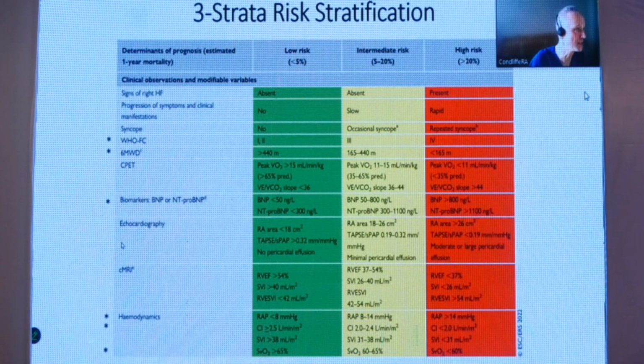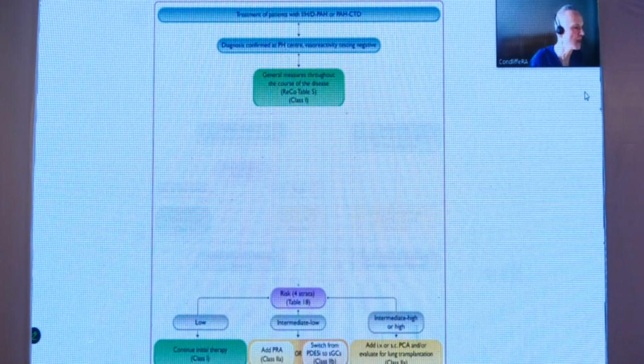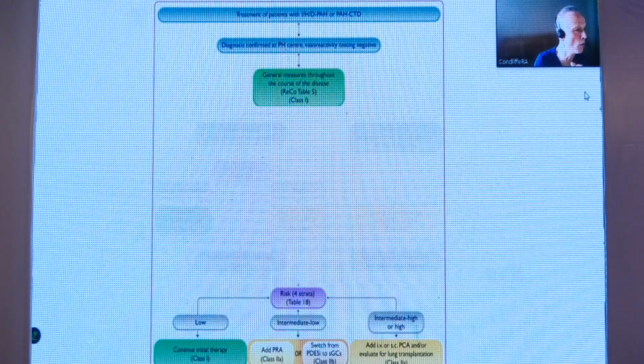So that's the baseline risk stratification. The next approach is at 3 or 4 months to reassess this patient and assess what's happened after that initial treatment. If the patient improves significantly down to low risk, they can continue with their initial therapy. If they worsen to high or intermediate high risk, then we should again be considering intravenous therapy.